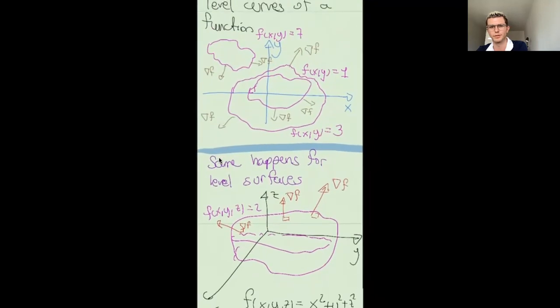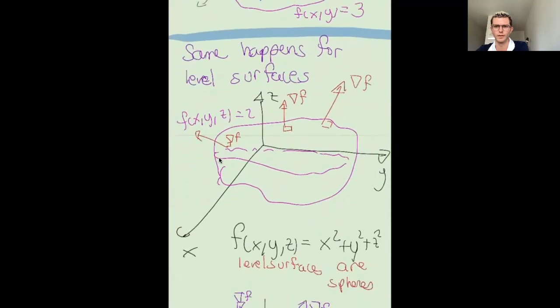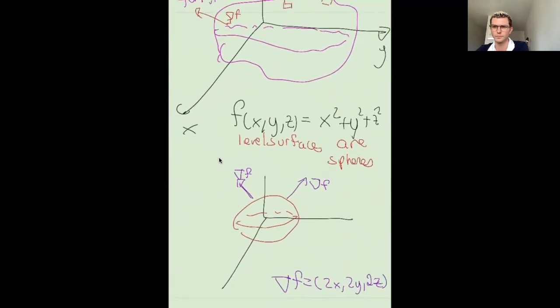Sorry, someone asked me to scroll up. So again, the point is that you should think of the gradient as being perpendicular to a surface where the function f is constant. So this could be the level surface.